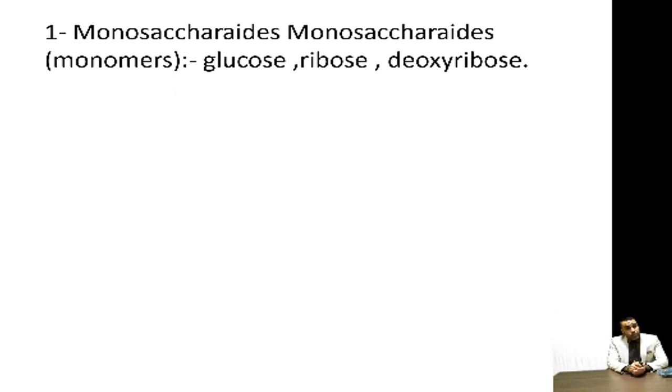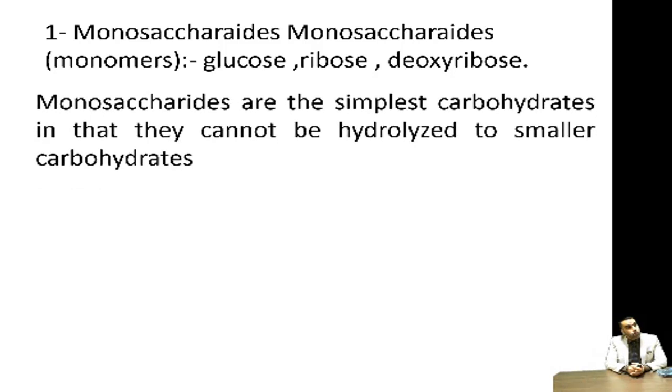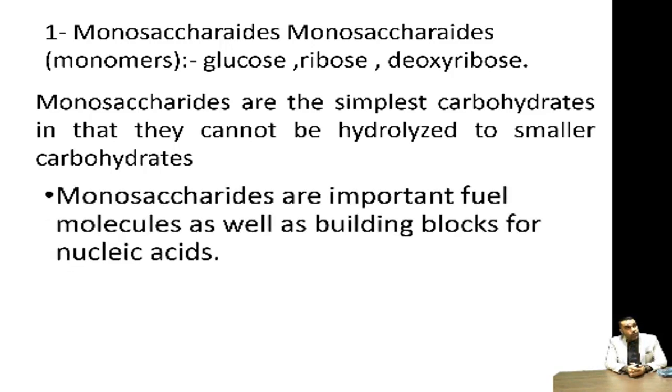Now, what is the meaning of the monosaccharide? The monosaccharide is the smallest unit to form sugar or carbohydrate. For example, glucose, ribose, deoxyribose, all these are monomers. Monosaccharides are the simplest carbohydrates, and they cannot be hydrolyzed to smaller carbohydrates. Cannot. As well, monosaccharides are important fuel molecules as well as building blocks for the nucleic acids, because we have deoxyribose in DNA and ribose in RNA.